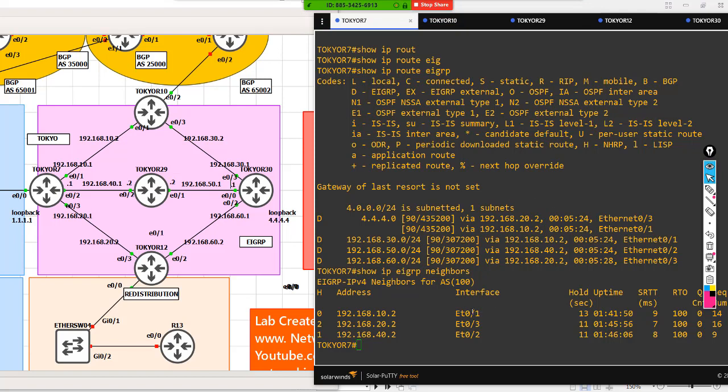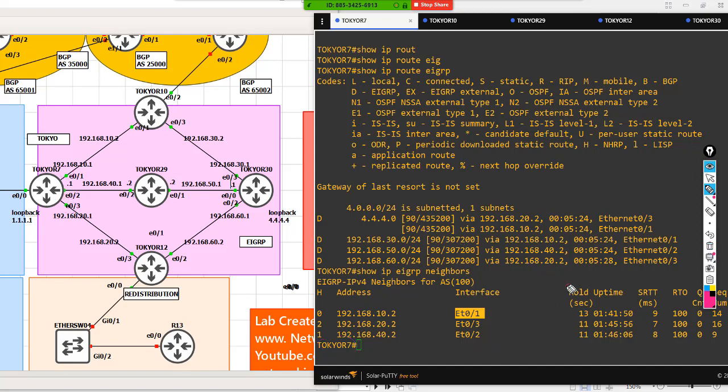Okay, so as I was telling, these are the interfaces where EIGRP was learned. In this case, it's 0/1, 0/2, and 0/3. So you can see the three interfaces for Tokyo R7.